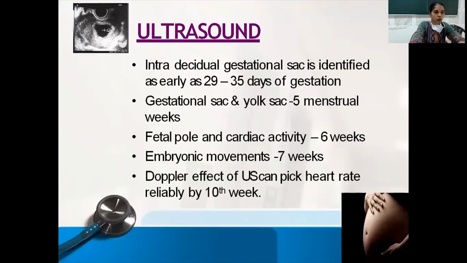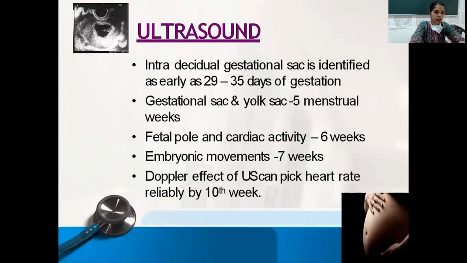On ultrasound, an intradecidual gestational sac is identified as early as 29 to 35 days of gestation. So we see the gestational sac immediately after the missed period. But the yolk sac and fetal pole are not seen at first, at the missed period of 28 to 30 days. Gestational sac and yolk sac are seen after 5 weeks.